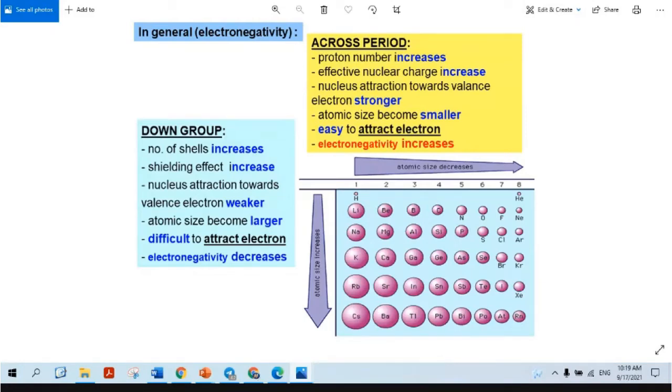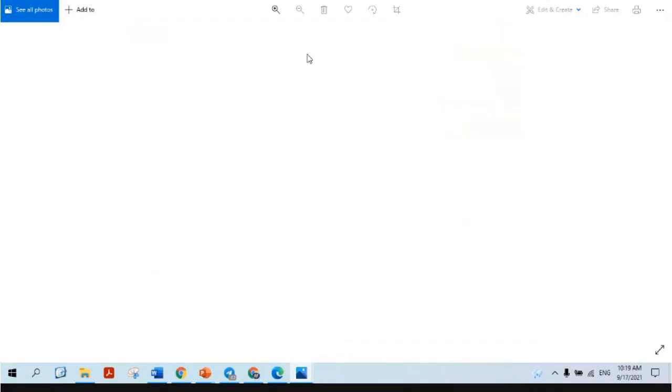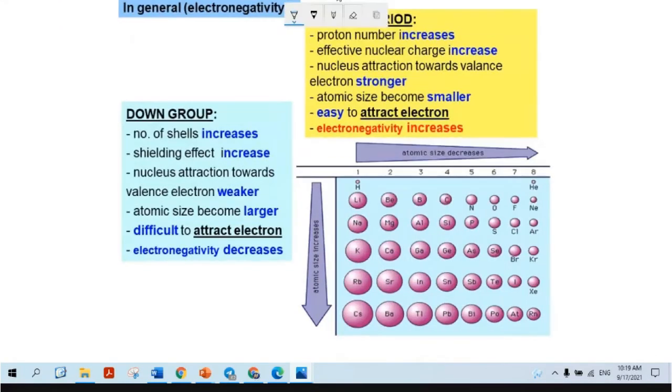As I explained just now, the first, second, third, fourth points are the same. The difference is only here: whether it is easy to attract or difficult to attract. Easy to attract, electronegativity increases. Difficult to attract, electronegativity decreases. Because now we are talking about the tendency to attract electrons. If easy to attract, the electronegativity increases. Difficult, electronegativity decreases. A big difference from IE.